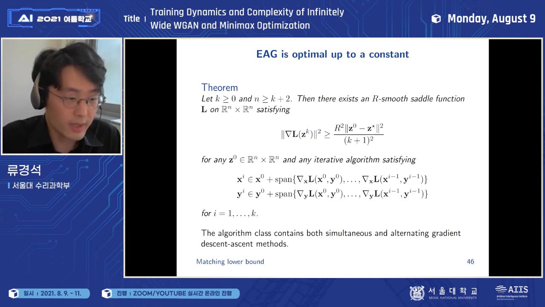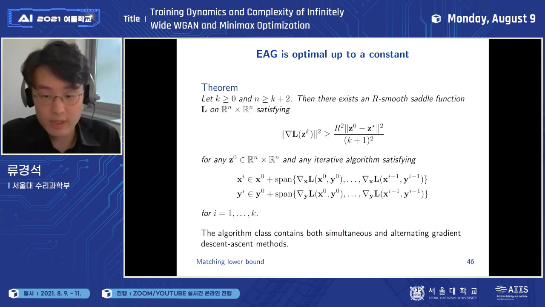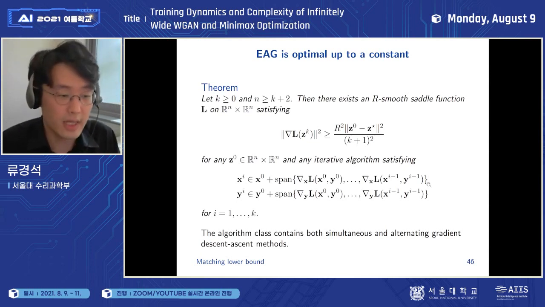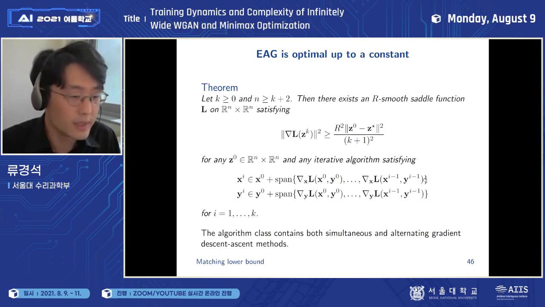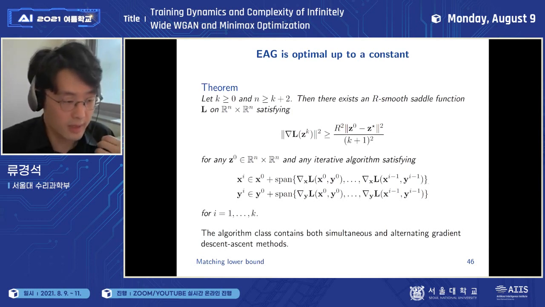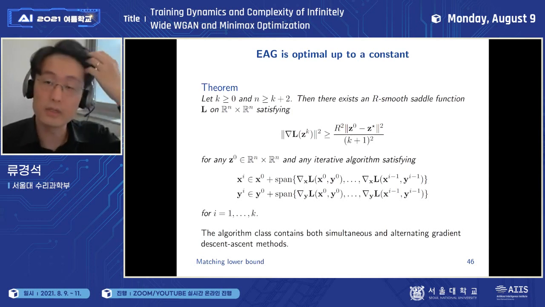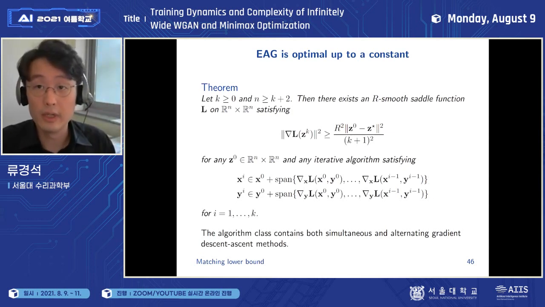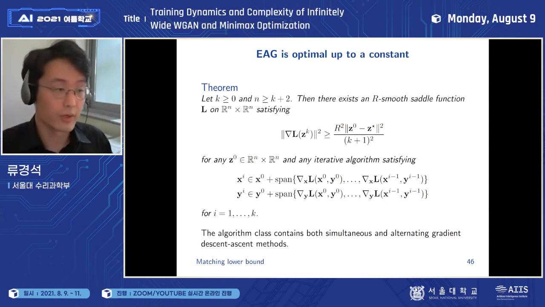So basically, this type of span condition is something that's commonly used in establishing lower bounds for minimization algorithms. But in this case, we have two conditions rather than one, because in minimax optimization, we have a minimization variable x and a maximization variable y. But otherwise, this is a standard type of restriction that we put in for the class of algorithms. This class of algorithms contains simultaneous gradient methods, alternating gradient descent ascent methods. This contains all the practically used minimax optimization first order algorithms.